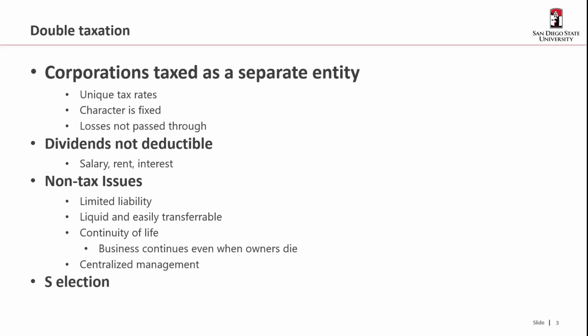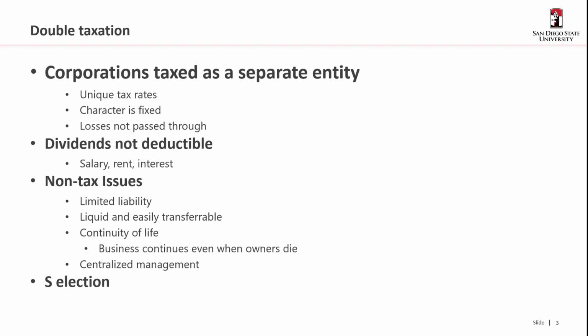So as we know, because we've discussed it, and presumably somewhere you've had it along the way, corporations are taxed as a separate entity. They have a unique tax rate. The character of the income is fixed as it comes out of a corporation, and losses are not passed through. So if a corporation generates a loss, its owners receive no current benefit from that loss. The corporation can have a net operating loss, but they certainly don't create any advantage for their individual shareholders. Dividends are not deductible by a corporation, whereas items like salary, rent, and interest can be.